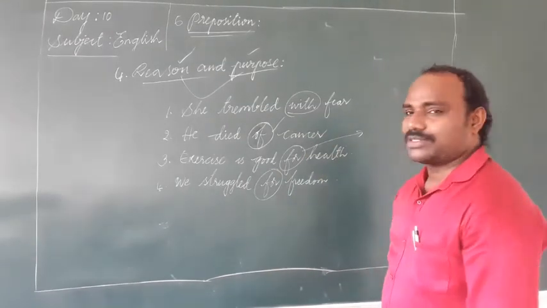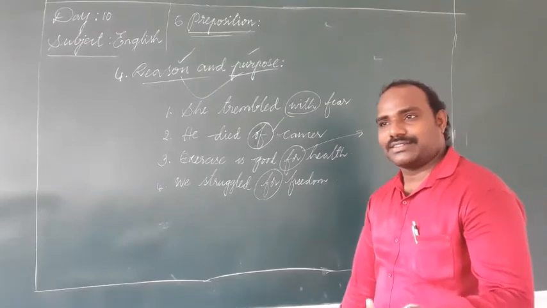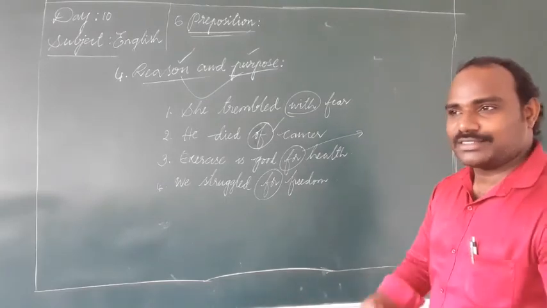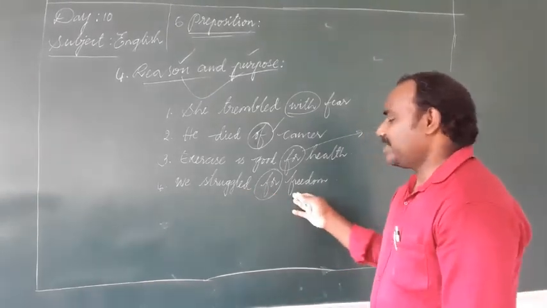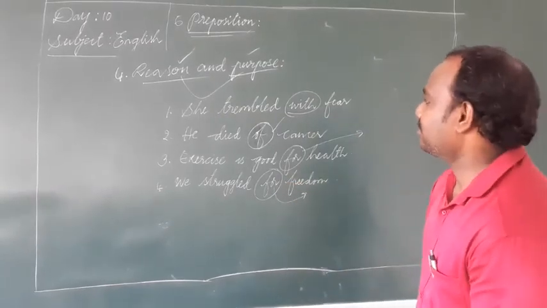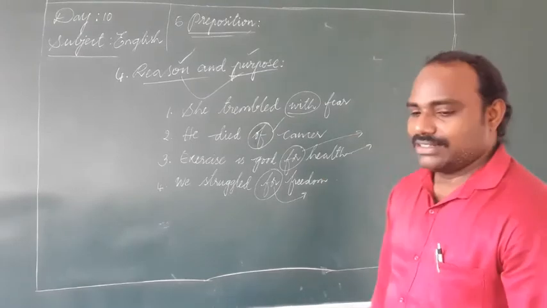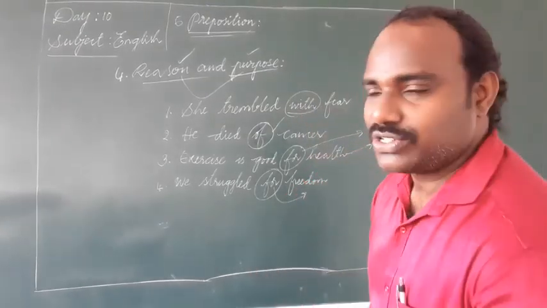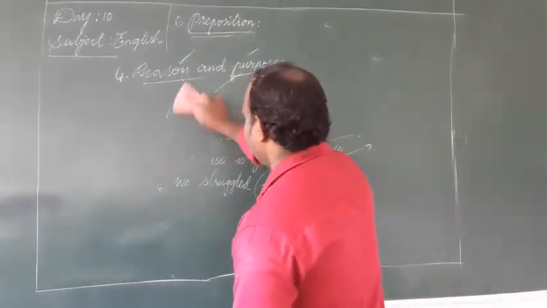Exercise is good for health. So what is the purpose of doing exercise? Is it good for health? It makes us healthy. See, we struggle for freedom. Why did we struggle for freedom? This is a reason. Of course, this shows the purpose. So, this kind of prepositions can be called prepositions of reason and purpose.